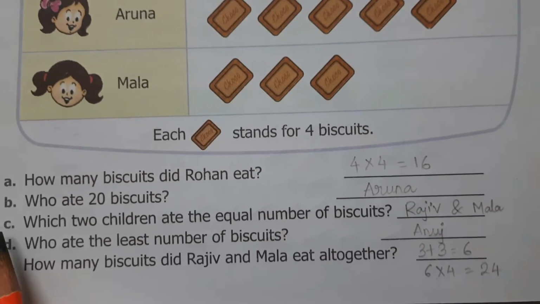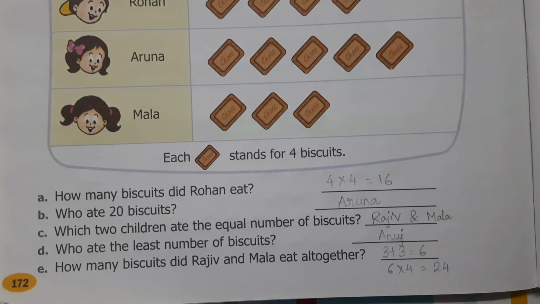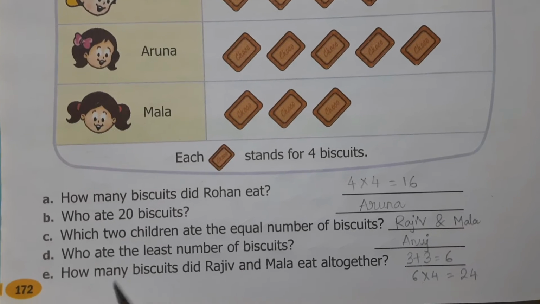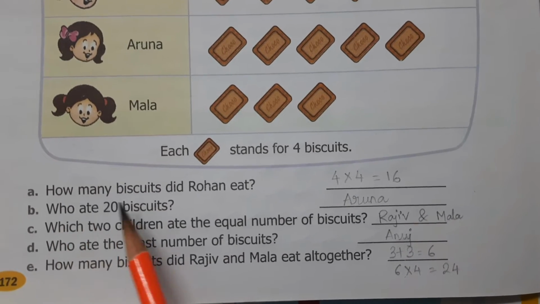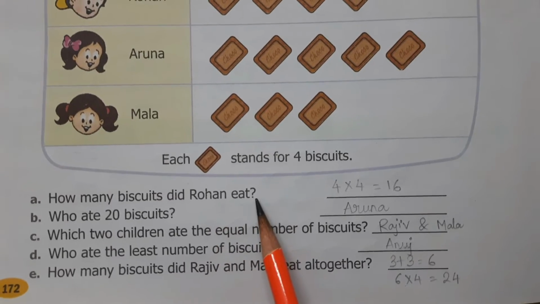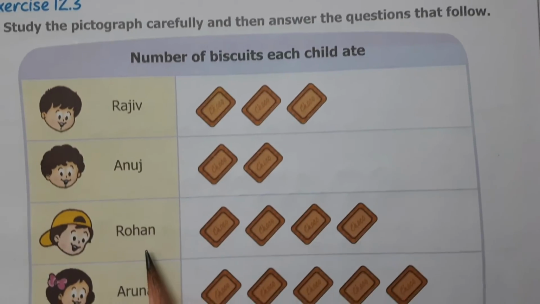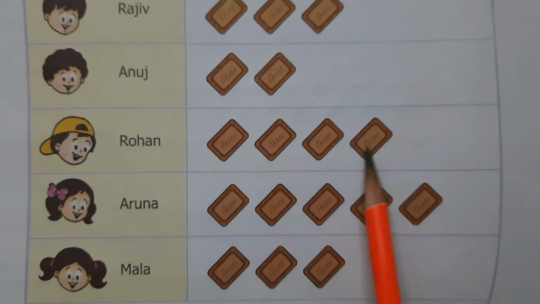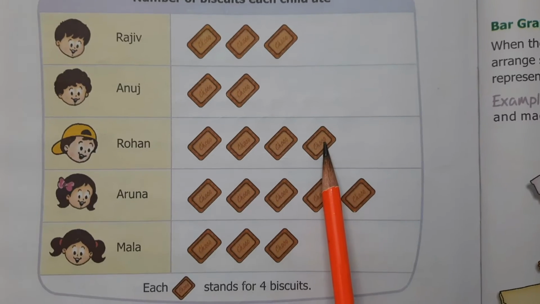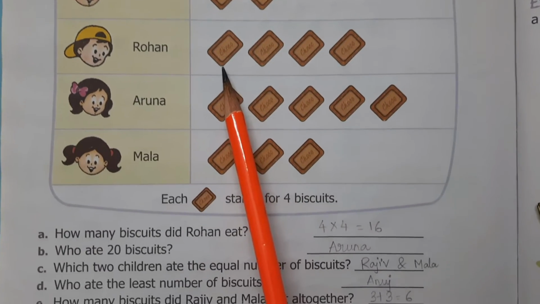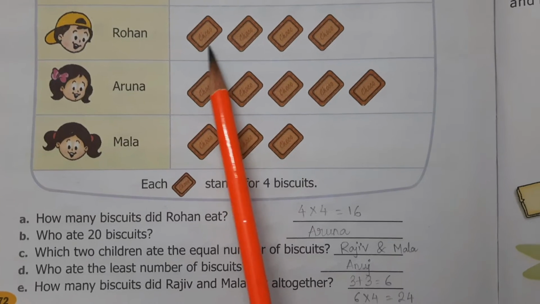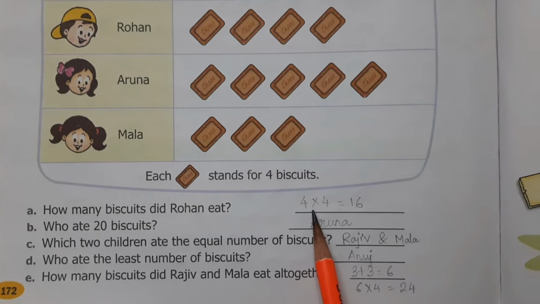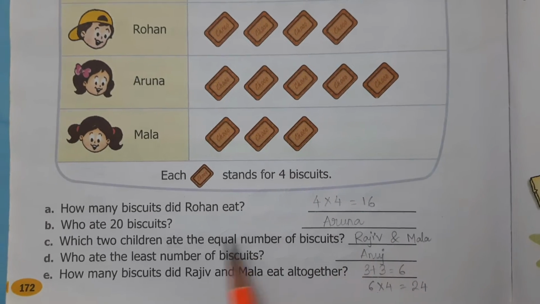So now there are 5 questions based on this table. You have to answer accordingly. The first question is, how many biscuits did Rohan eat? Children, here you can see how many biscuits Rohan ate. 1, 2, 3, 4. 4 biscuits are there. As you know that one biscuit represents 4 in number, so 4 biscuits will be multiplied by 4. So the answer will be 4 multiplied by 4 is equal to 16.